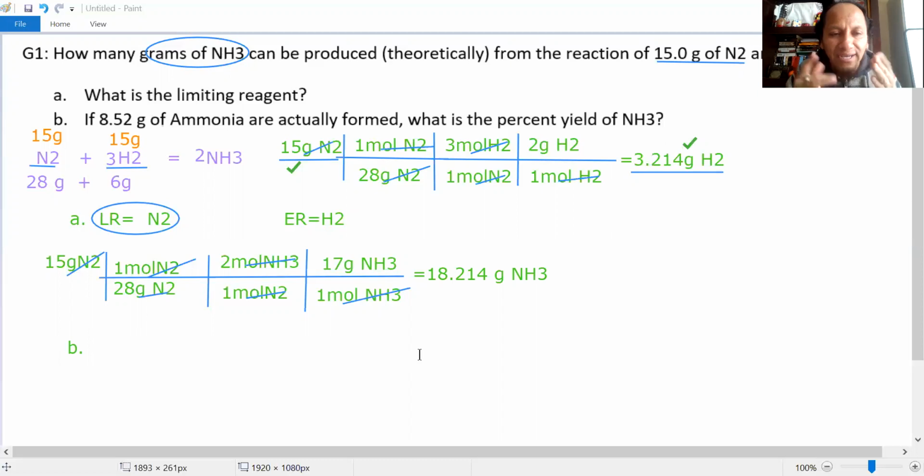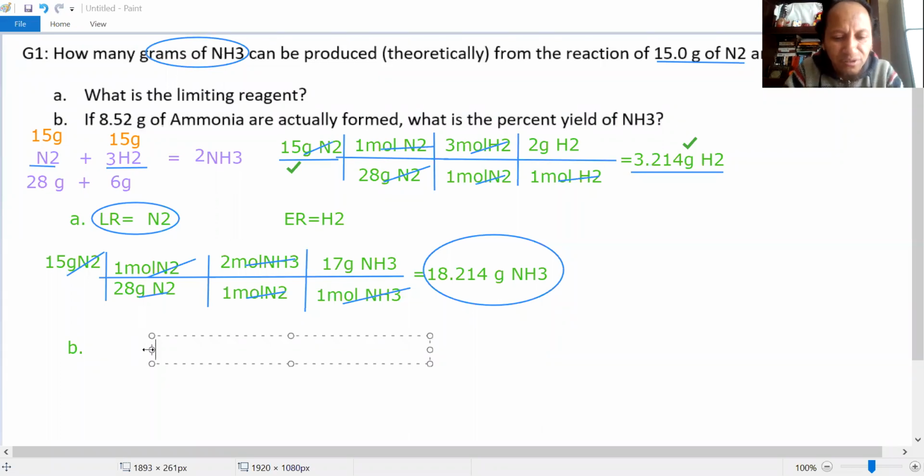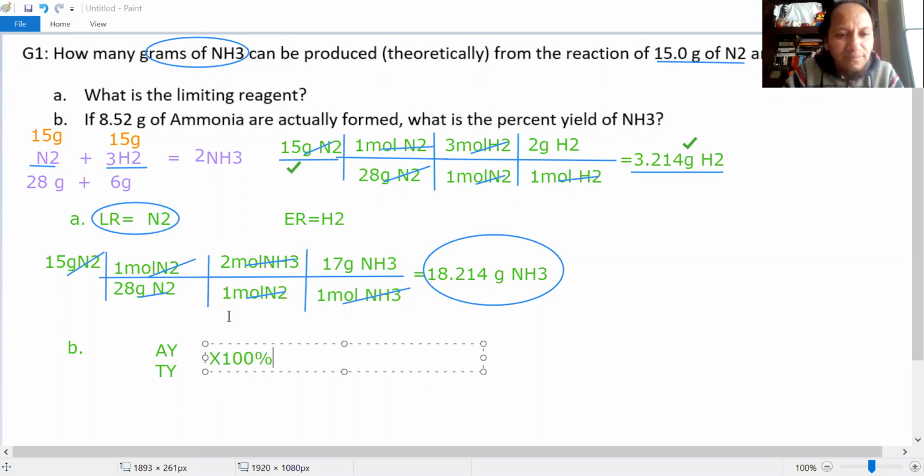You see, in the previous question, I just obtained this answer, which is the one I was looking for. I am supposed to get that theoretically speaking. But if it says in question B, if I only obtain 8.52 grams, then what is the percentage? Then obviously, if you only obtained 8.52, then you are supposed to do the following conversion. You divide the actual yield divided by the theoretical yield, and all of that times 100, okay? Times 100%.